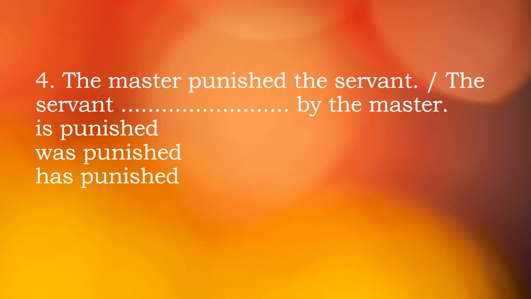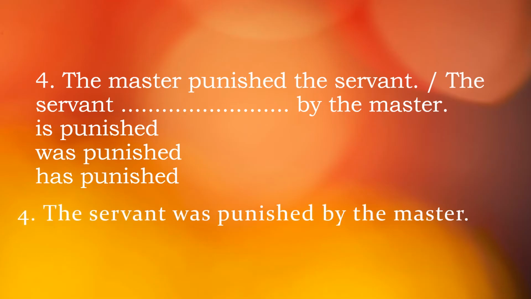Are you getting it? So the master punished the servant. So the servant was punished by the master. So hopefully you got it. Let's see the answer. Yes, the servant was punished by the master. I repeat, the master punished the servant. So the answer would be the servant was punished by the master. As it is past simple tense, we take was or were, then be3, then by, then the objective form of the subject. But here it is a proper noun, so no point to change the pronoun.